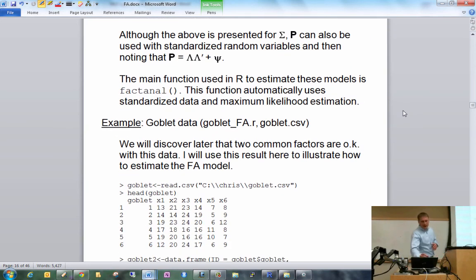So I presented the likelihood function in terms of the covariance matrix sigma. Well, you could also do it if you have standardized data. You can also put a rho in there as well and make corresponding changes. And then finally, the actual function in R that's going to do the magic for us, you could say, is factanal. It's going to find the maximum likelihood estimates for us, doing the numerical iterative methods.